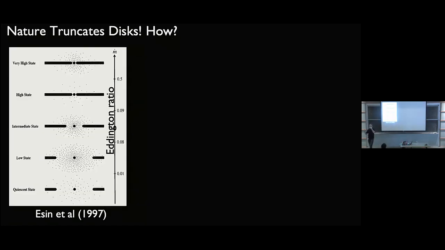Okay, now, maybe you've heard that disks are truncated. This is work by Esin in 1997. A lot of us have seen this. At low accretion rates, this is the Eddington ratio.